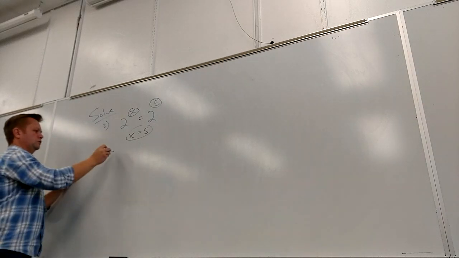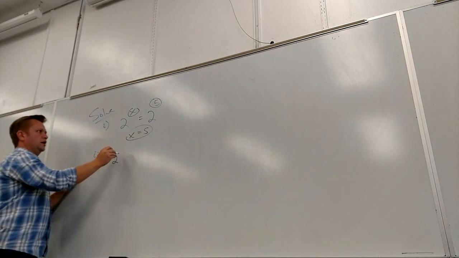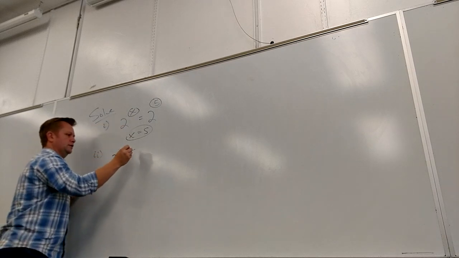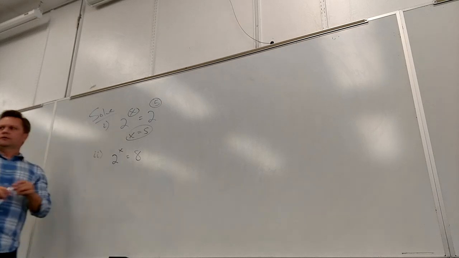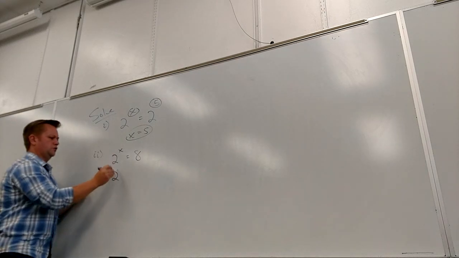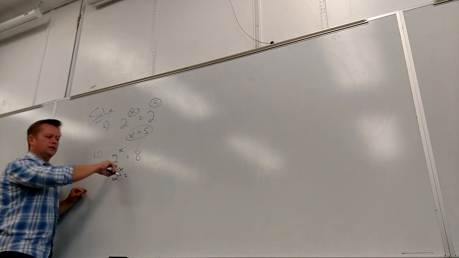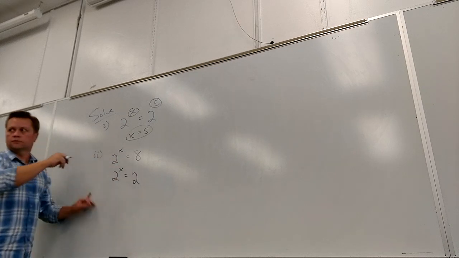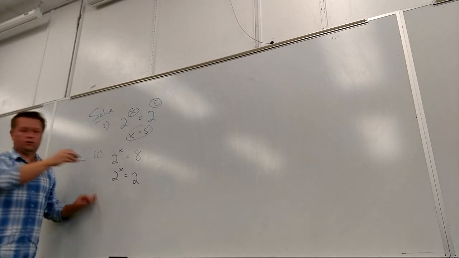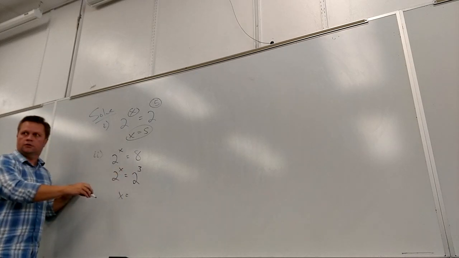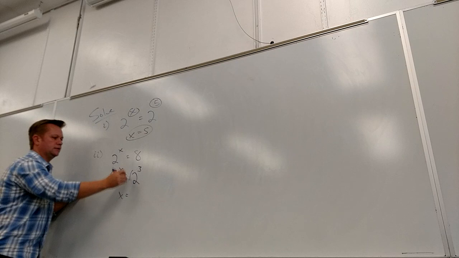So the next level of this would be something like, the very, very next level would be 2 to the x equals 8. Some of you guys should be able to, but 2 to the x equals, how do I write 8 with a base 2? 2 to the what is 8? 2 to the 3rd power. So then what's x have to be? 3.